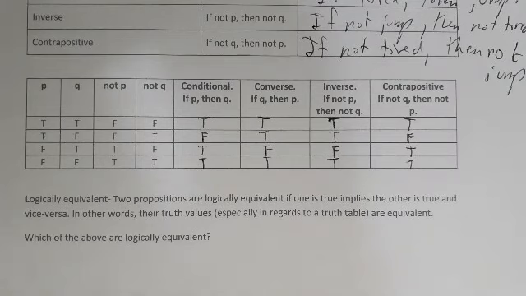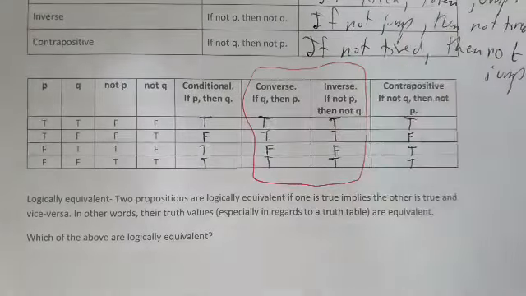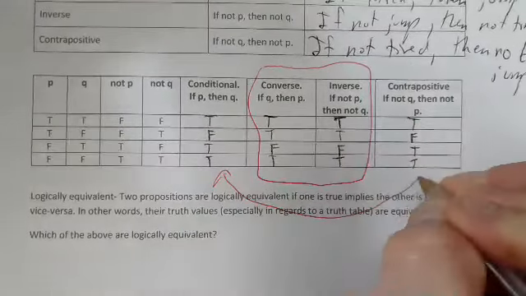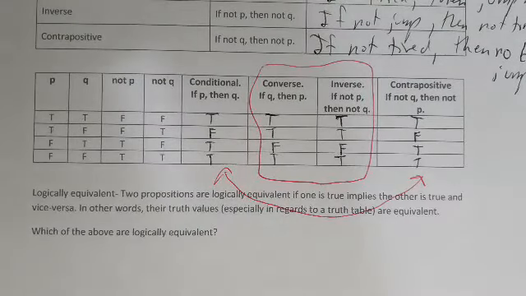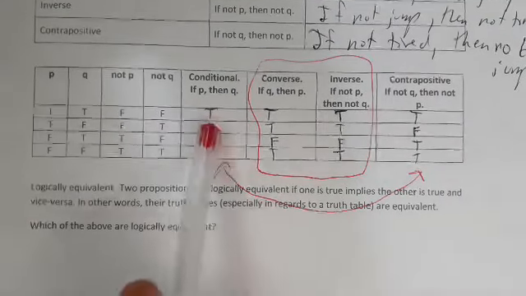Now I want you to look at these things just for a second. These two things look kind of alike. And what those actually are is called logically equivalent propositions, right? Two propositions are logically equivalent if one being true implies the other is true and vice versa. The truth values on the truth table are going to be all equivalent. So which of the ones above are logically equivalent? The conditional and the contrapositive.